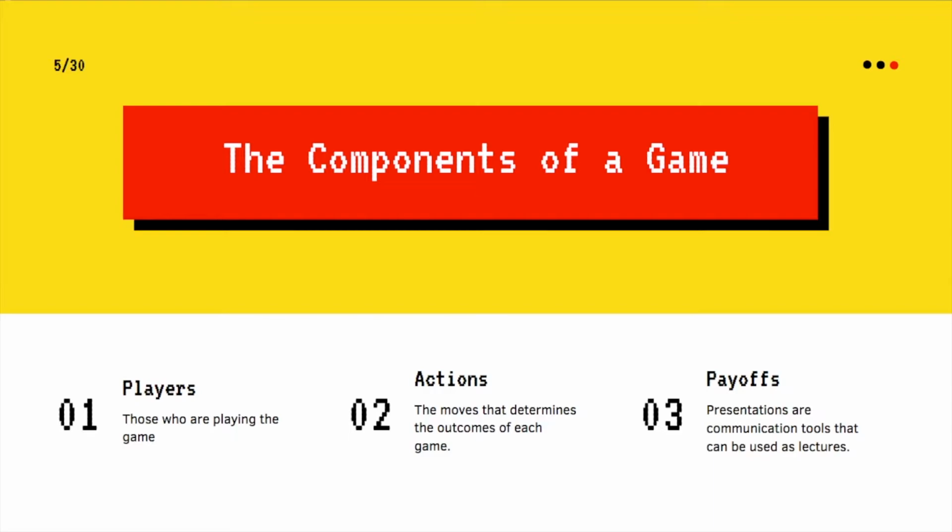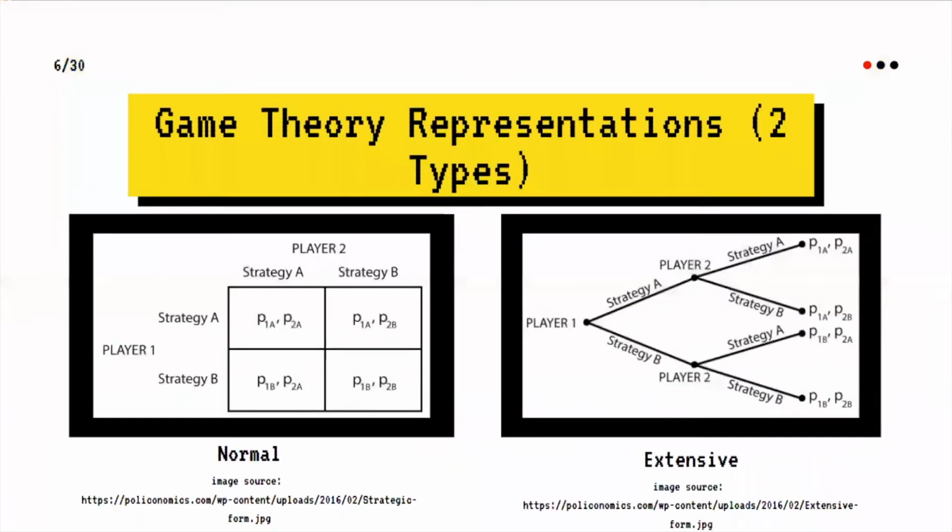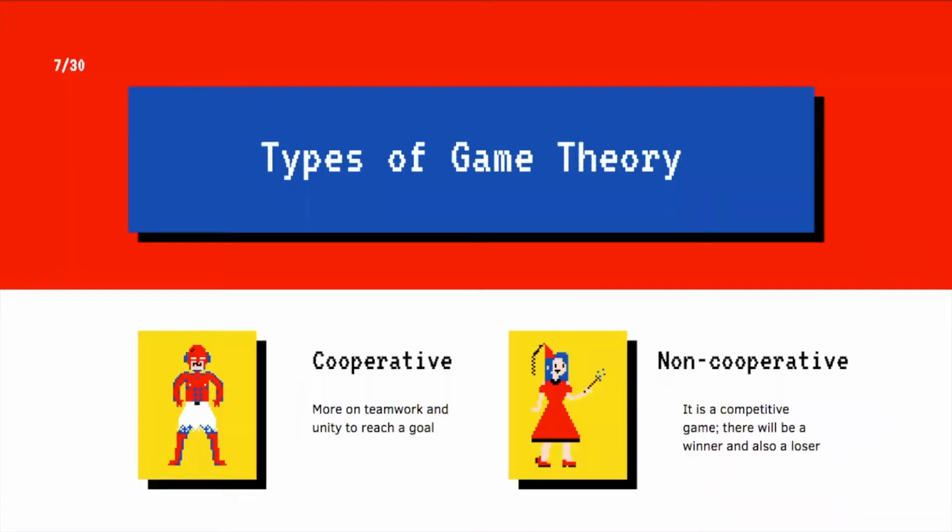Games can be represented in two types, the normal form and the extensive form. The normal form is an arrangement that indicates the players' strategies and their possible outcomes. On the other hand, the extensive form is done with a graphical strategy, and its description is done through a decision tree, as you can see in the picture. Let us now proceed to the different types of game theory.